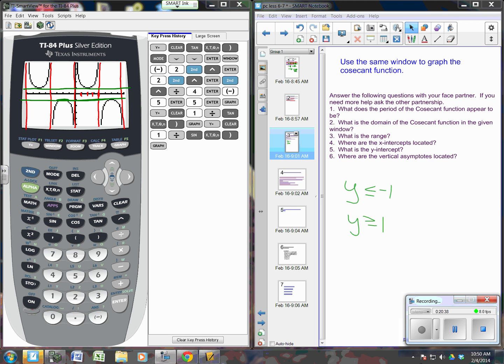Alex. What is a y-intercept? There are none. It doesn't cross the y-axis because there's an asymptote right there, right? Okay. Number 6, where are the vertical asymptotes? We already answered this question. Where are the vertical asymptotes? Coulter, where are the vertical asymptotes? At multiples of pi. Okay. All right. Next one. Last one. Here we go.